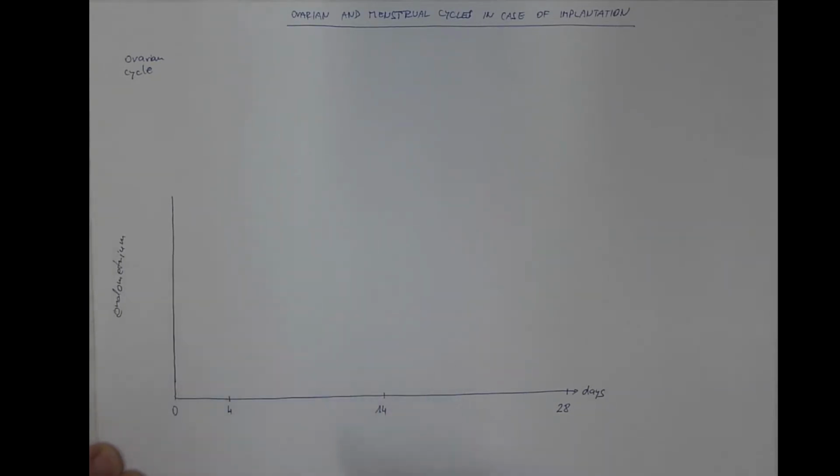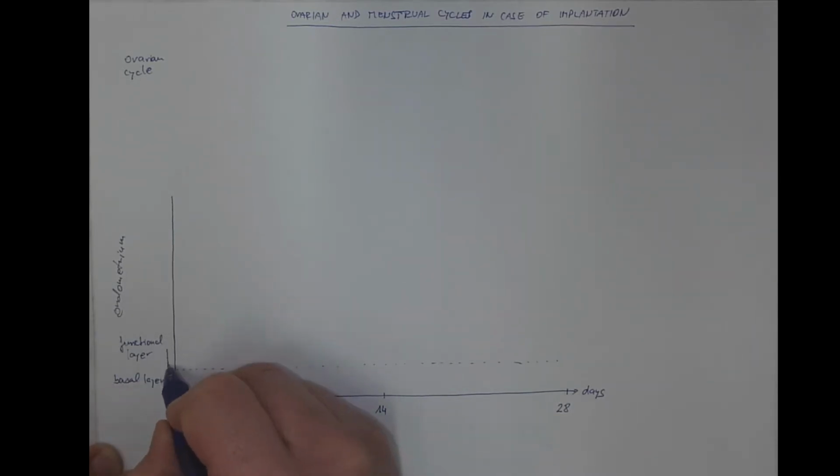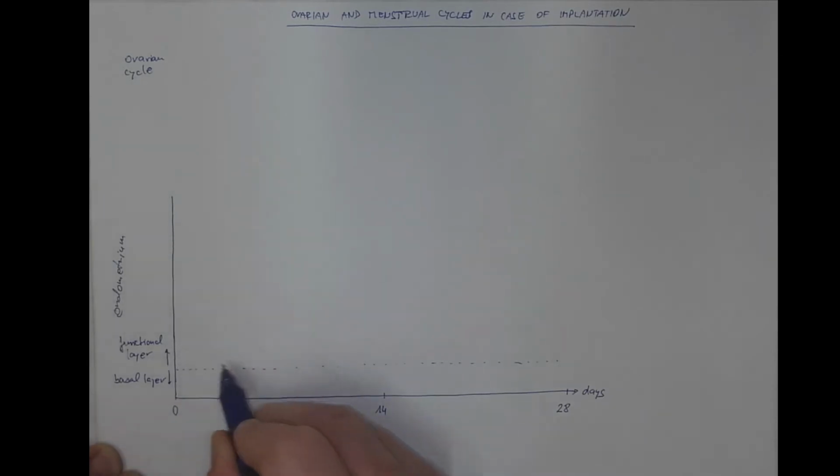And perhaps you remember from the histology of endometrium that the endometrium has 2 different layers, namely the basal layer, which stays the same during the whole cycle, and the functional layer, that changes over the menstrual cycle.